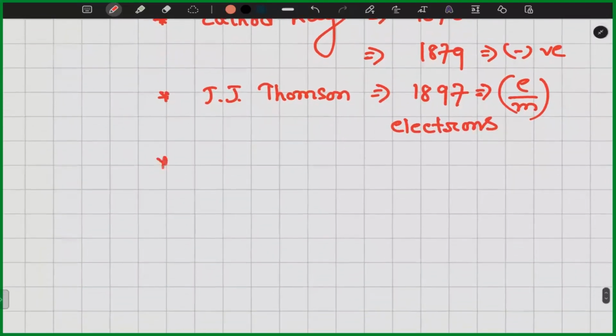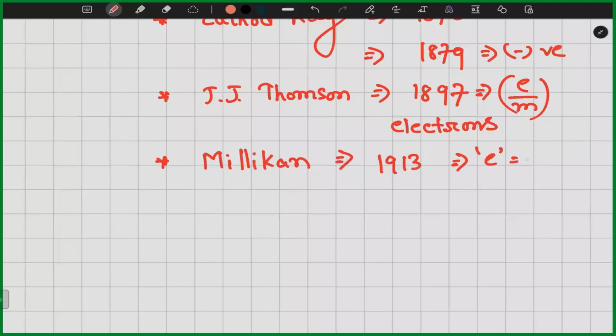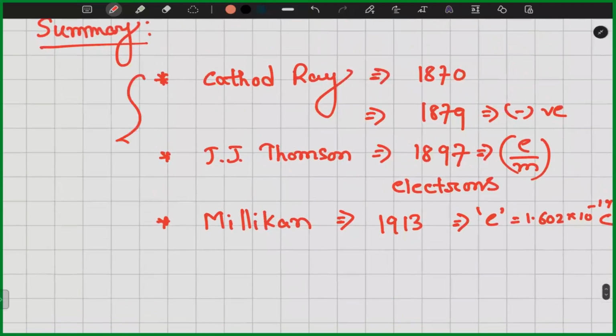the electron. And later, Millikan, in 1930, identified the charge e of 1.60 times 10 to the minus 19 coulomb, and from here we can also evaluate the mass. This was the history of the electron as we discussed.